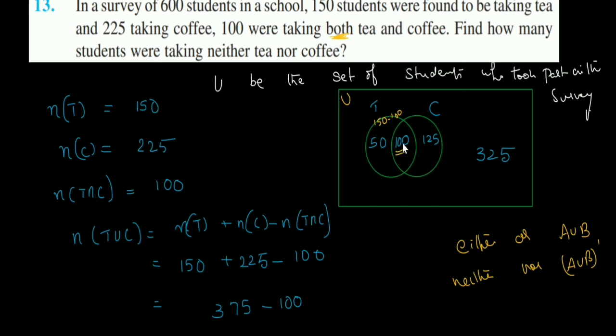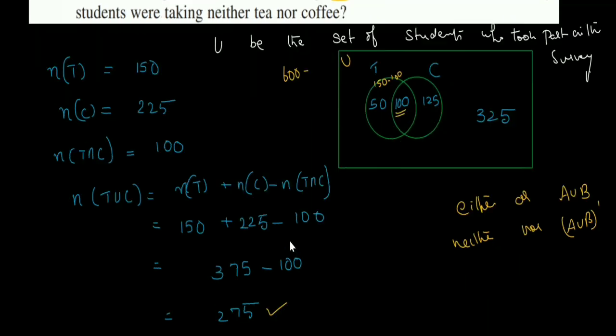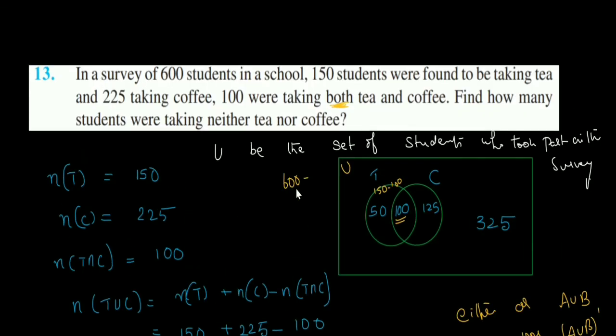How many students were taking neither tea nor coffee? From the total 600, you have to subtract this A union B. So what is A union B? We got it as 275. So from 600, if you subtract 275, we get 325. 325 you should write outside this circle. Okay. So 325 represent the students who are taking neither tea nor coffee.